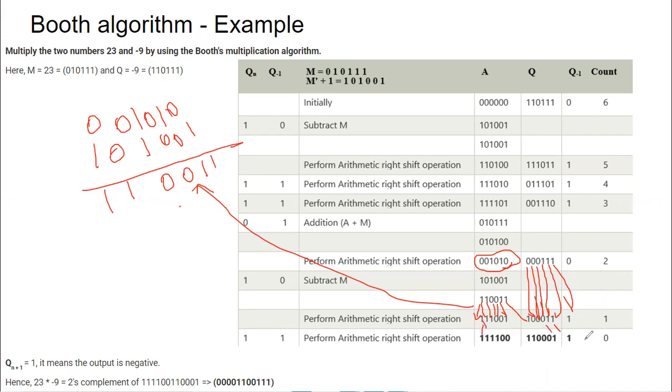Now if you check, this is a one, so it is a negative number. You can find the 2's complement of this and put a minus before it. That will give you the equivalent value. So now if you see here, the 2's complement of this is 110011. If you find its binary equivalent, it will be equal to our 23 into minus 9, that value.